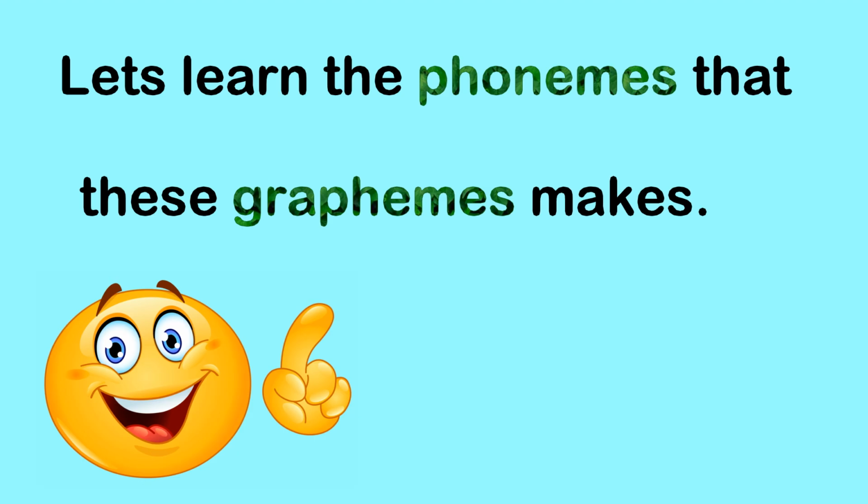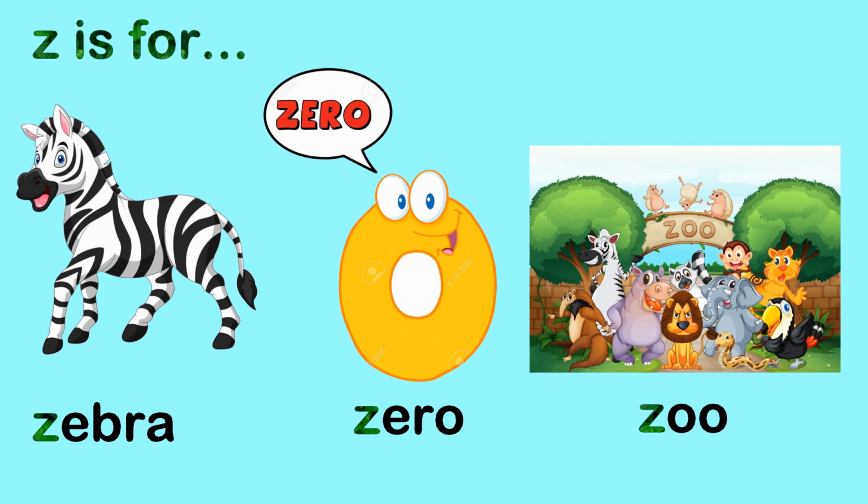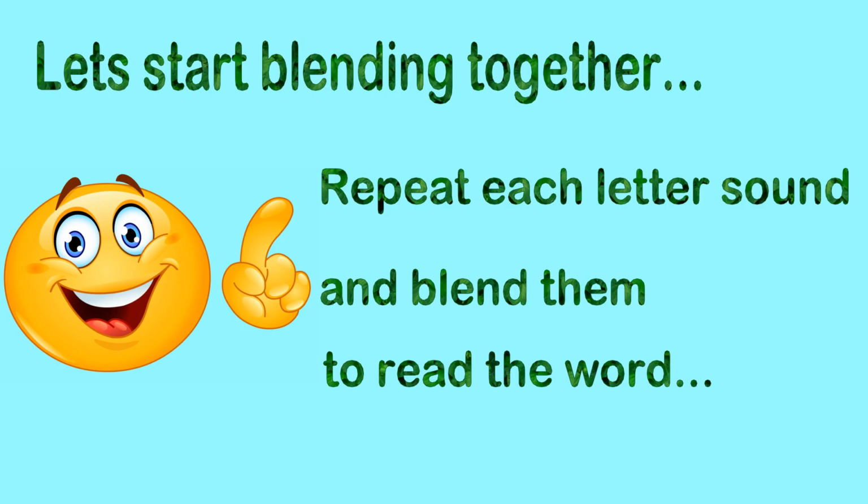Let's learn the phonemes that these graphemes make. Z is for zebra, zero, zoo. Let's start blending together. Repeat each letter sound and blend them to read the word.